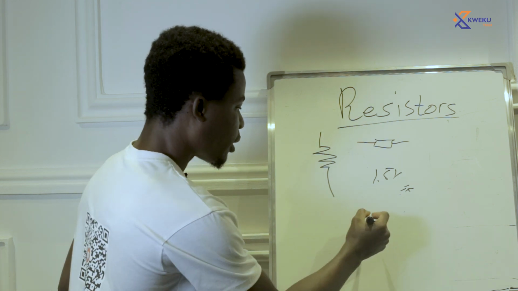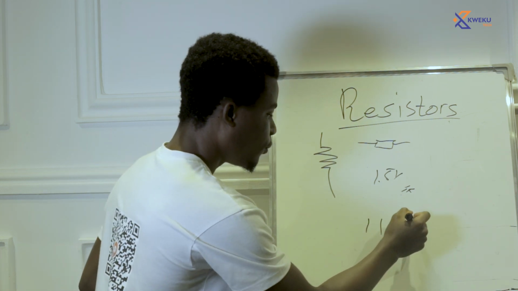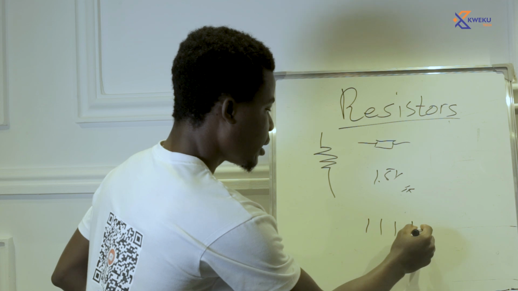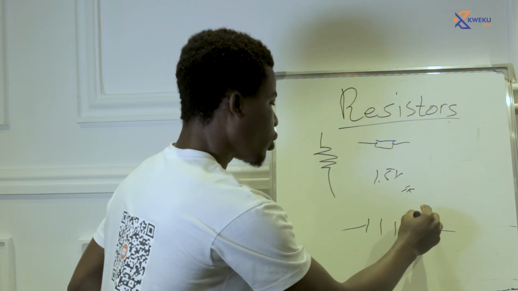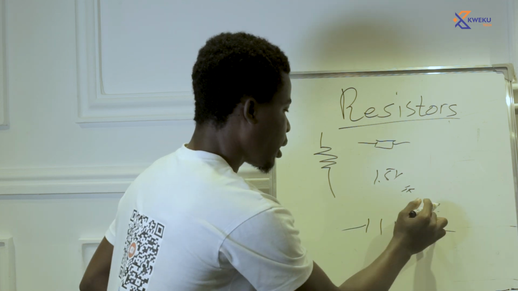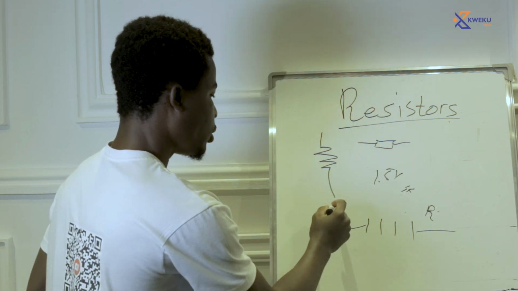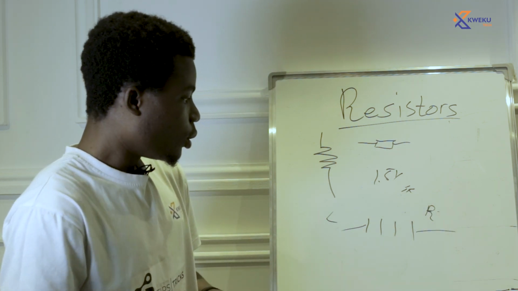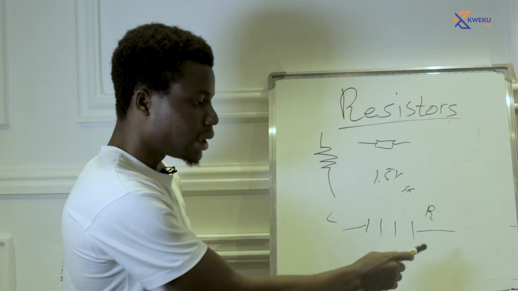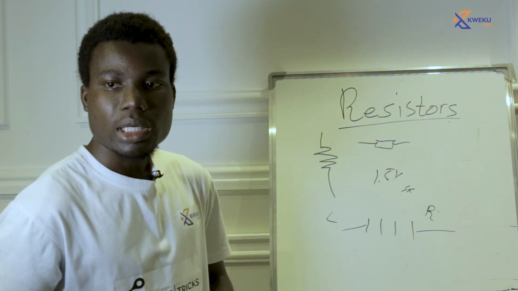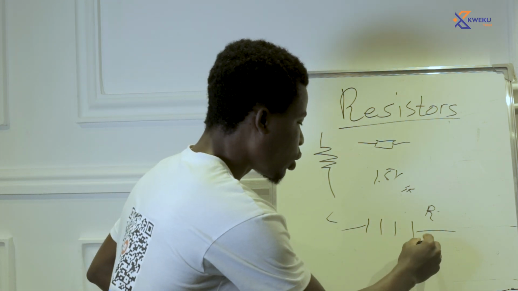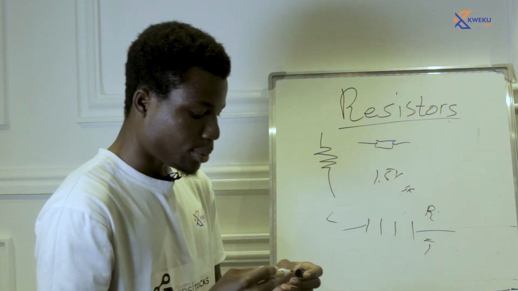In the 4 bands, right? 1, 2, 3, 4. We have 4 bands. And this is your right. Yeah, let me see your right. And this is your left. So when you see 4 bands, the last one to your right always indicates tolerance. That's indicated by T.